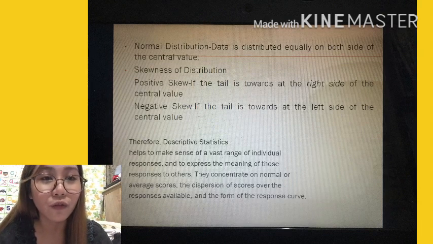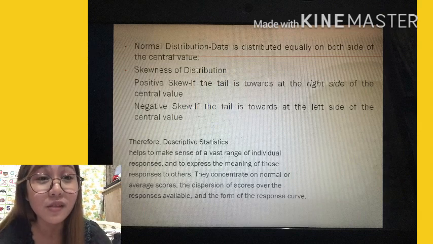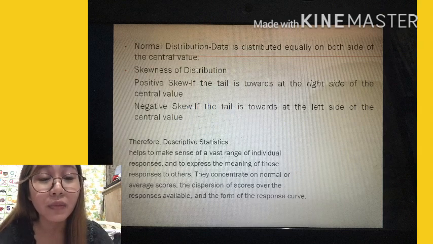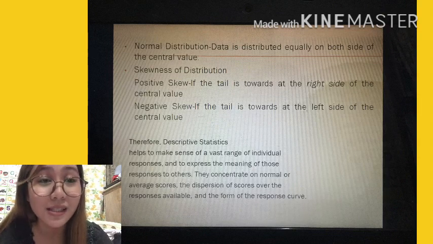So if the graph shows the tail pointing towards the right side of the central value, it describes the positive skewed. And if the tail is pointing towards the left side of the central value, it describes the negative skewed.